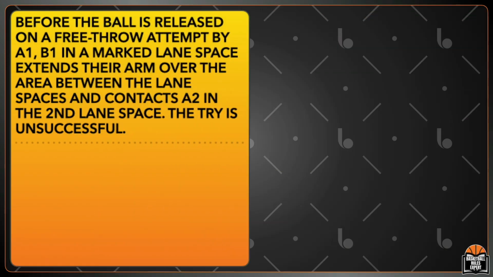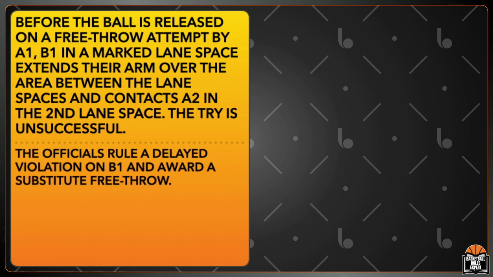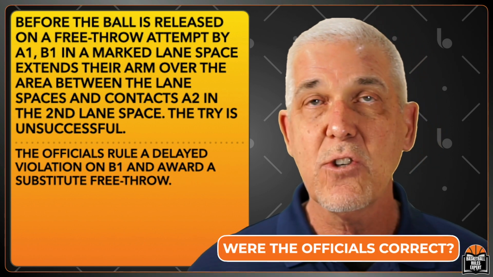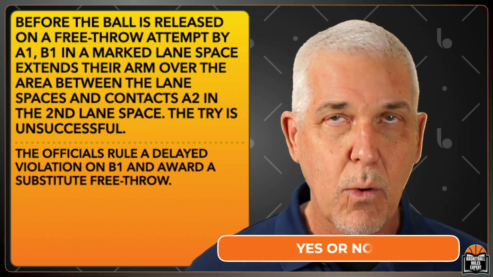Before the ball is released on a free throw attempt by A1, B1 in a marked lane space extends their arm over the area between the lane spaces and contacts A2 in the second lane space. The try is unsuccessful. The officials rule a delayed violation on B1 and award a substitute free throw. Were the officials correct? Yes or no?